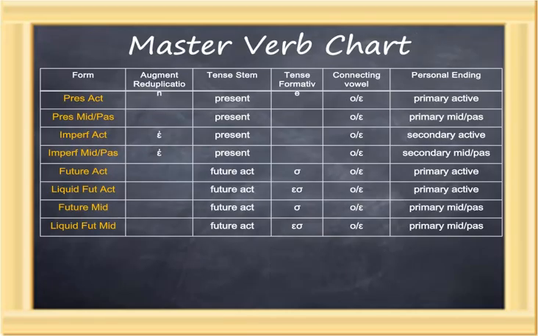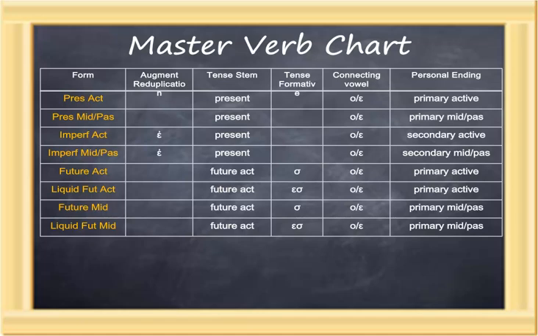These primary and secondary endings combine with other elements to make the various forms of the Greek indicative verb. So by way of review, the present active is formed by combining the present stem plus a connecting vowel and a primary active personal ending. The present middle passive is a present tense stem, connecting vowel, and the primary middle passive ending.